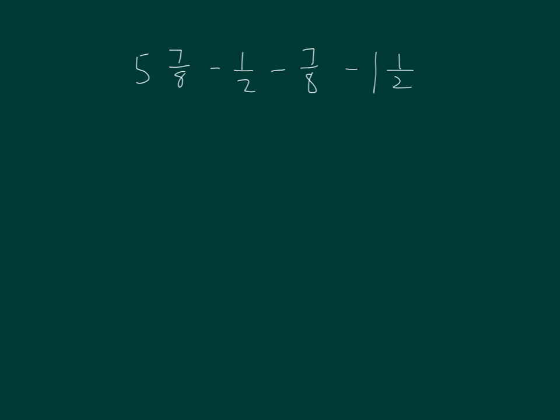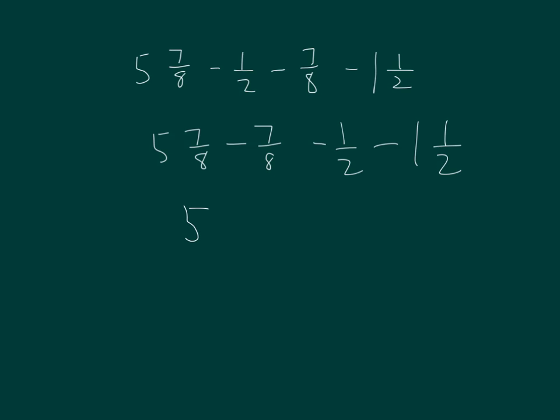Here I have another problem. It's a subtraction problem. It looks like I have eighths and I have halves. Let's start with 5 7/8, minus 7/8, then subtract a half, and subtract 1 1/2. 5 7/8 minus 7/8 is equal to 5.